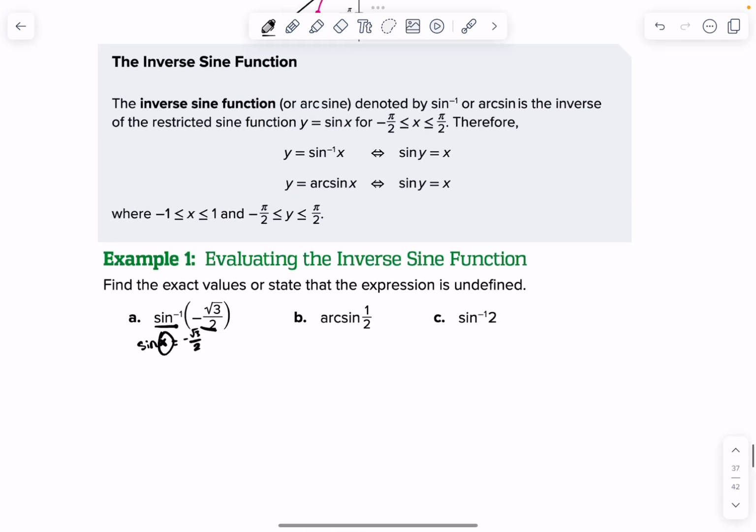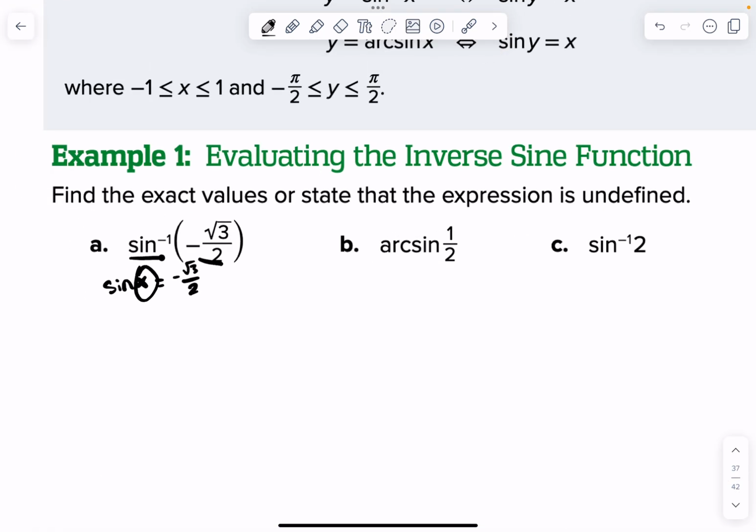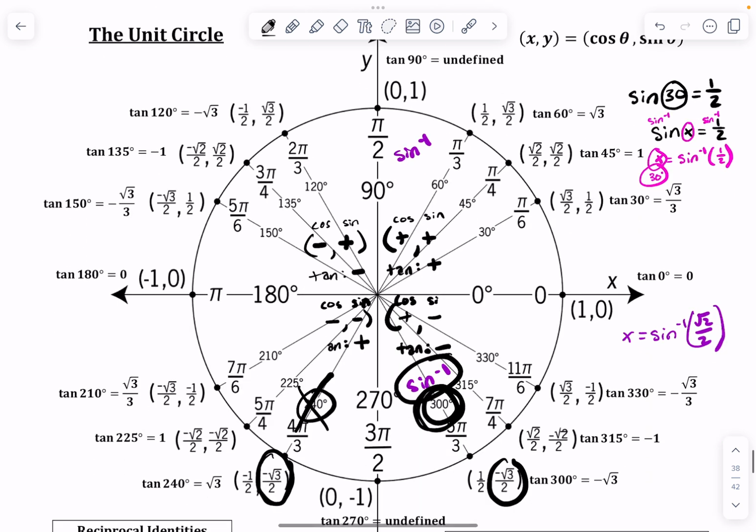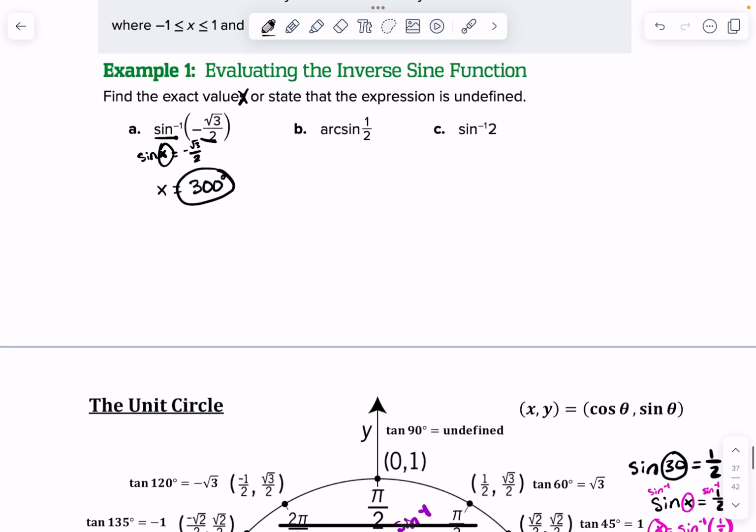So what I'm looking for here: find the exact values or state the expression is undefined. I don't know why they say values, because there's only one value. We want to say x is equal to 300 degrees. Or maybe when they say values, they mean find also the radian version. The radian version will be 5 pi over 3. But they won't call it 5 pi over 3. They'll call it negative pi over 3.